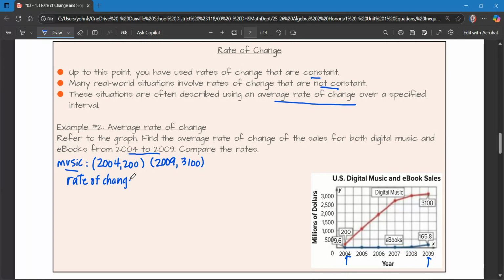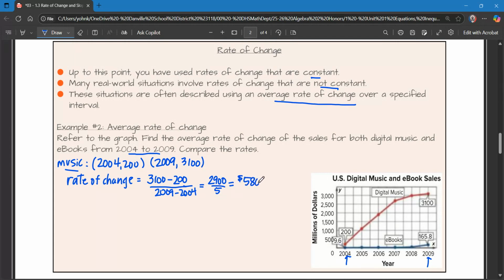We're going to subtract the y's. Let's do the bigger one. 3100 minus 200 over 2009 minus 2004. So if I subtract, I get 2900 over 5, and that gives us 580. Notice it's in millions of dollars, $1 million, and it's per year.